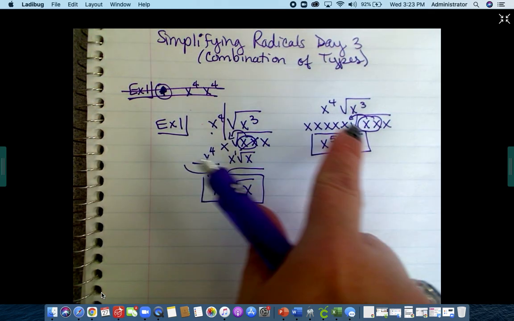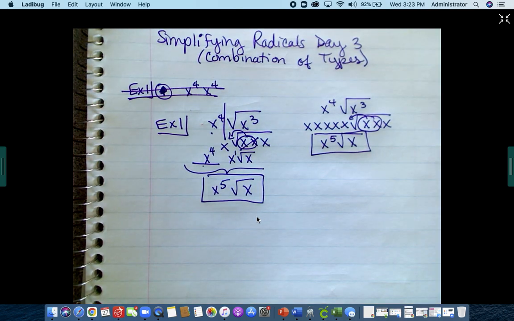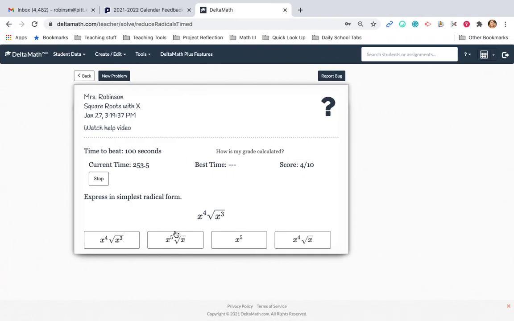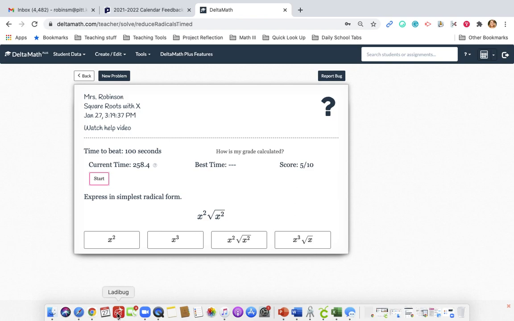Make sure that what you bring out gets combined with what is already here. So that's going to be x to the 5th times the square root of x. And that would be, for me, the second one. So now let's try this one. X squared times x squared times the square root of x squared.